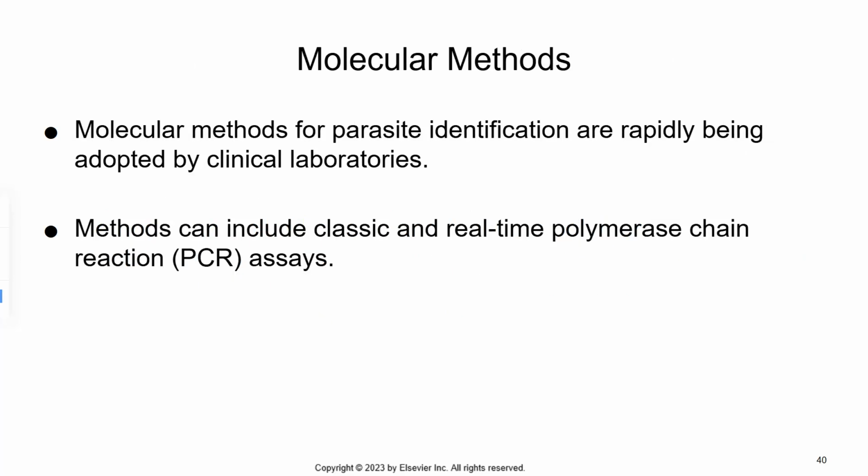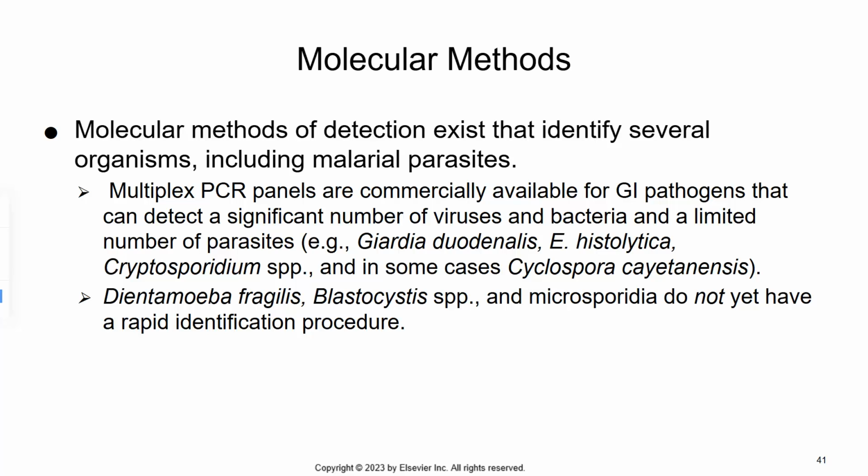And then those molecular methods. Molecular methods for parasite identification are rapidly being adopted by clinical labs. Methods can include classic and real-time polymerase chain reaction, or PCR, assays. Molecular methods of detection exist that identify several organisms, including malaria parasites.